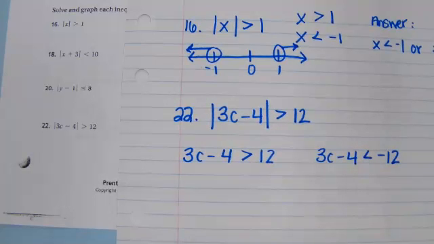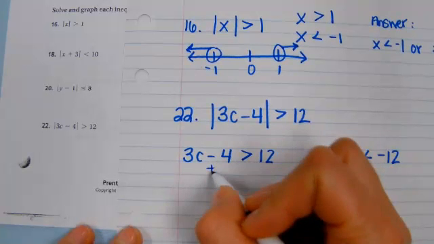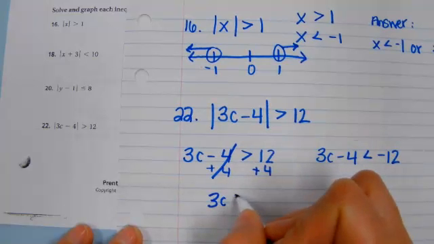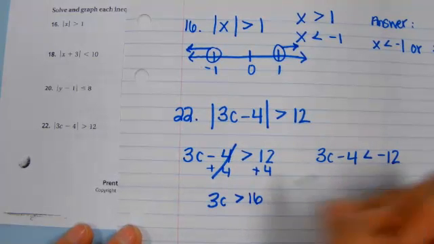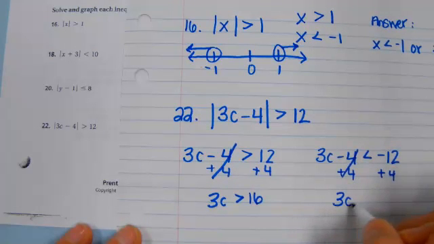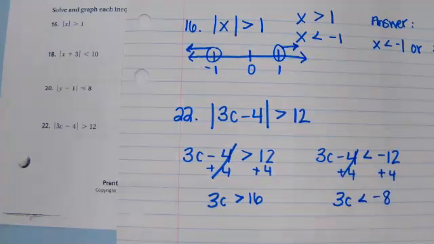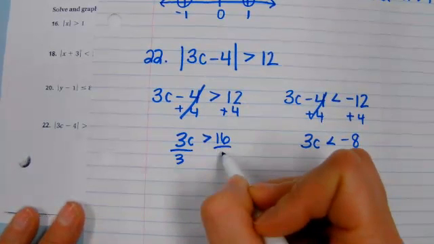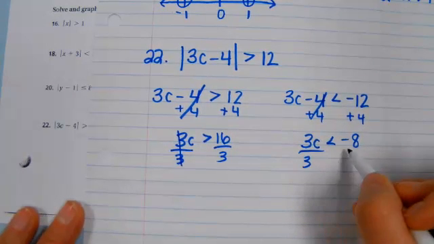Now, my steps are the same. First thing I do is add 4, right? So now on this one, I get 3c is greater than 16. On this one, if I add 4 to both sides, I get 3c is less than what? Negative 8, yep. Now, can you all tell that you're going to get a decimal already? All right, because does 16 or 8 divide by 3? They don't. It's okay to get decimals, all right? So we're going to divide by 3 here. And I'm going to divide by 3 here.